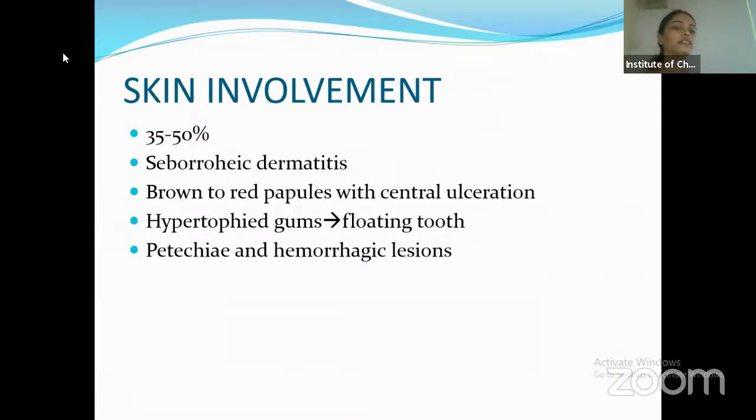Skin involvement: 35 to 50% of patients have skin involvement. They might present as difficult-to-treat seborrheic dermatitis, brown to red papules with central ulceration in the case of infants, and hypertrophied gums, which may eventually lead to maxillary or mandibular lesions and cause hypermobility of the teeth, leading to floating tooth or loss of tooth. Sometimes they might present as petechiae and hemorrhagic lesions.